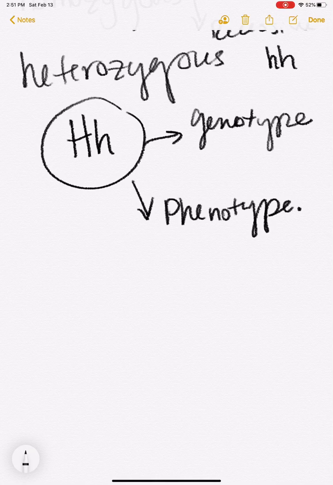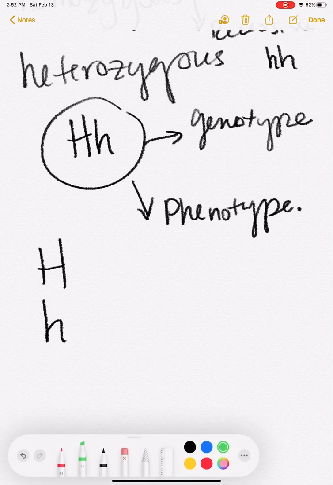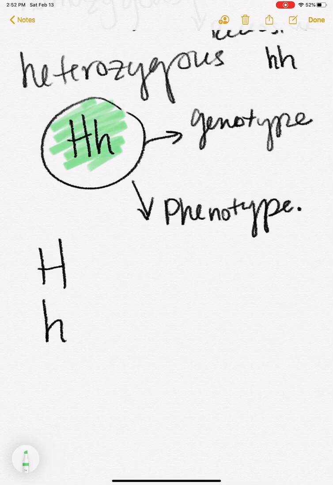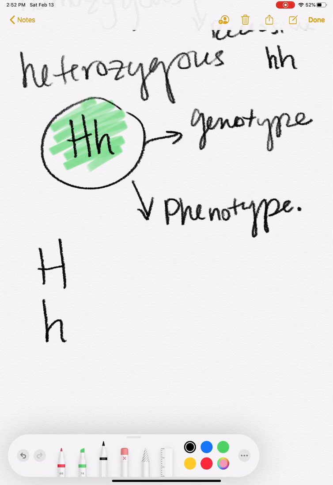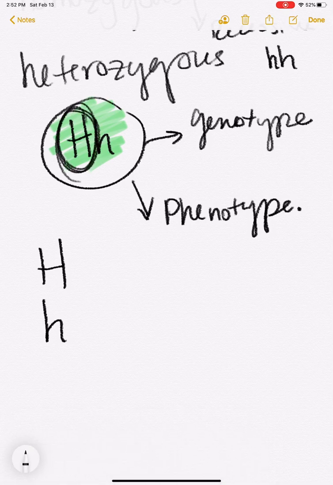For example, let's pretend that we're looking at the hair length of guinea pigs. Let's say that long hair is a dominant trait, so it's going to be represented by an H, and having short hair is represented by a lowercase h, right? So let's say the guinea pig has this. This is the genotype. Although it carries the trait for short hair, the only thing we're going to see is the long hair of the guinea pig because of that capital letter H, okay? So if it sounds confusing, let's do an example.